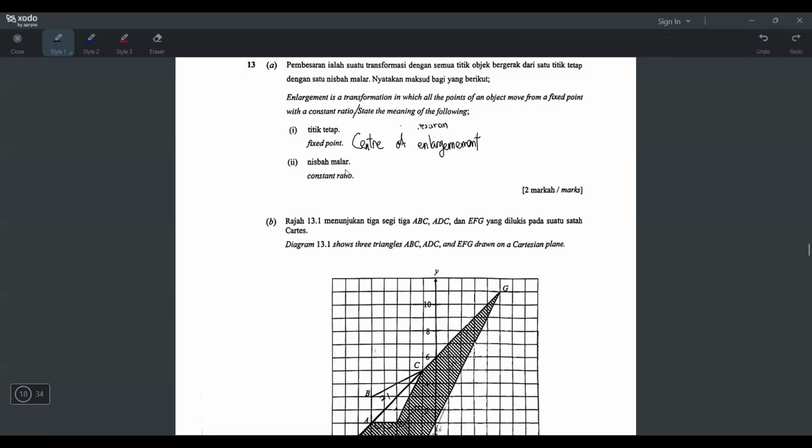Okay, what about the constant ratio? What do we call that? We call that the scale factor, right? Or the factor scala, right? So in enlargement, there are two important pieces of information, right? The center and the scale factor. Without these two things, you cannot do enlargement, right? Okay, so I think this is only worth 2 marks, so this is good enough, right?